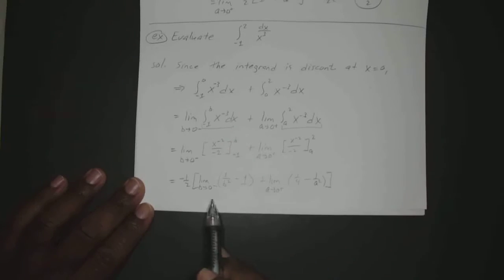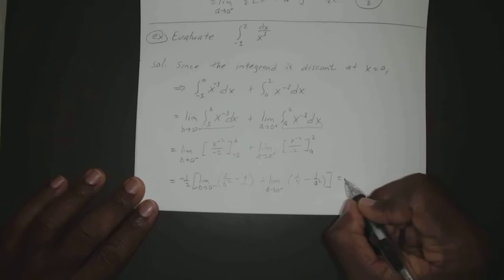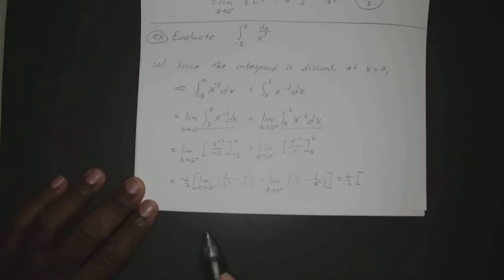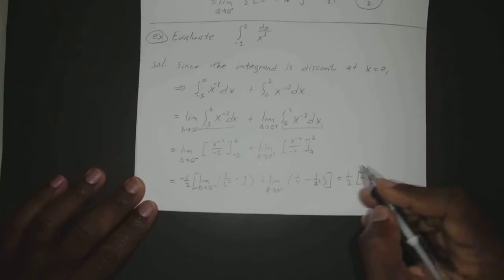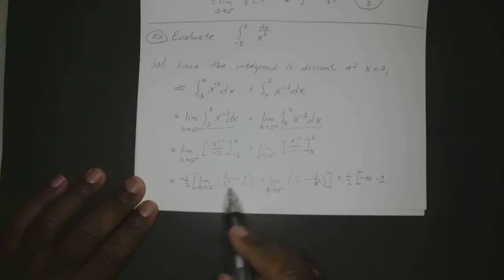Okay. Which means as this gets closer and closer, you actually end up with 1/2. This becomes negative infinity. So that automatically just throws it all out. Minus 1, the limit of 1 is just 1, so.